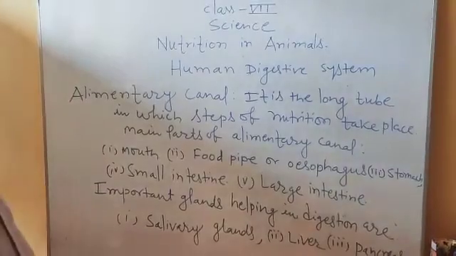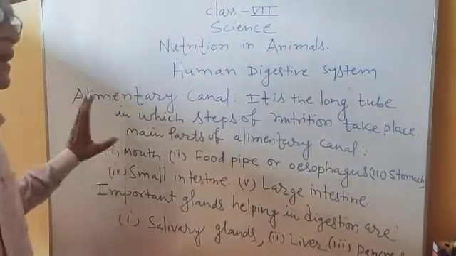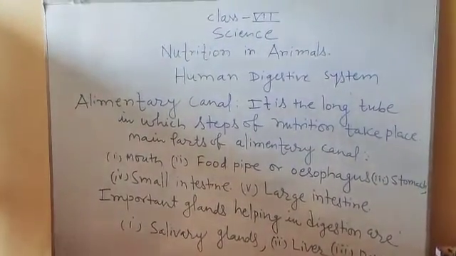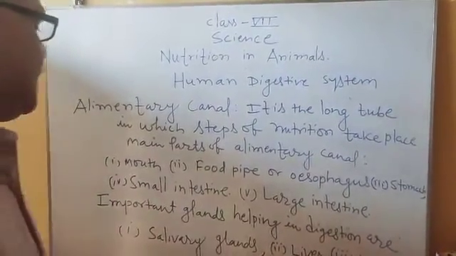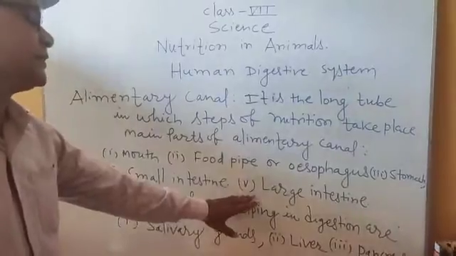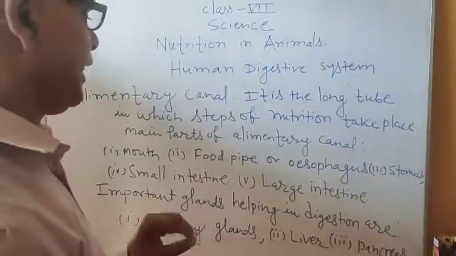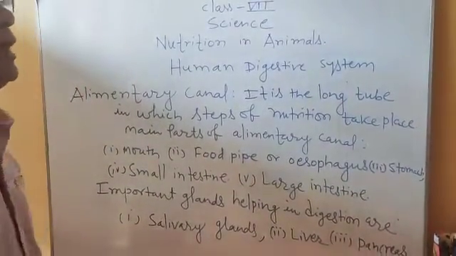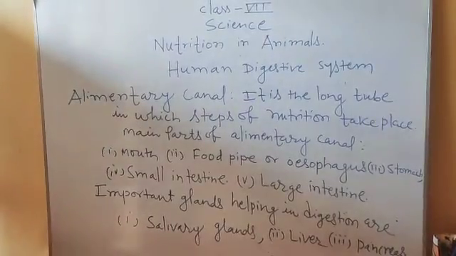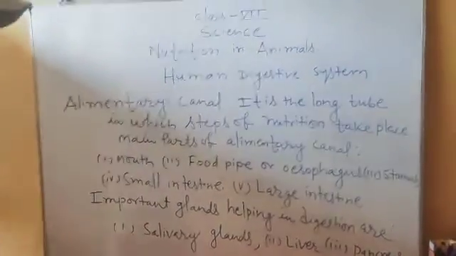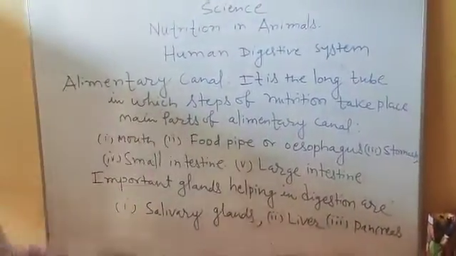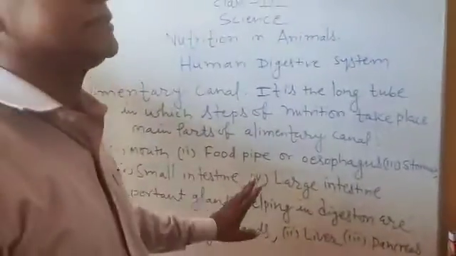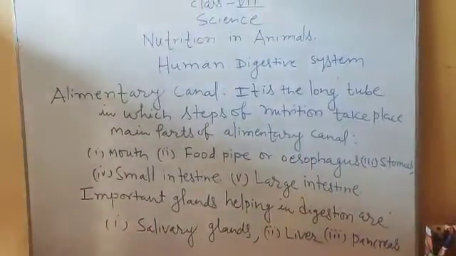So, our alimentary canal starts from mouth and ends into anus. Large intestine has parts rectum and anus. Rectum stores the undigested food, and anus is the last part of alimentary canal through which undigested food passes out.